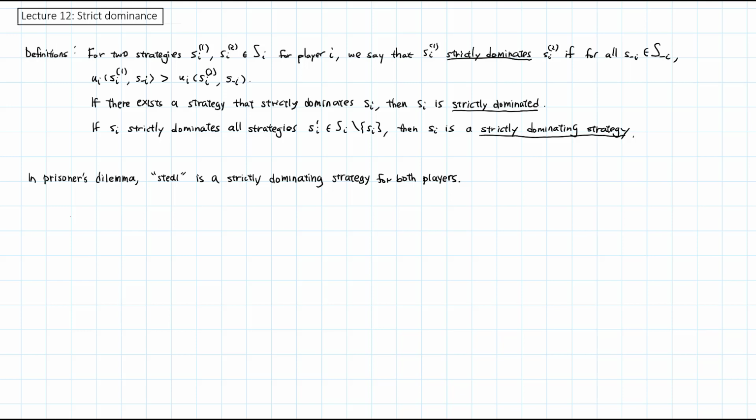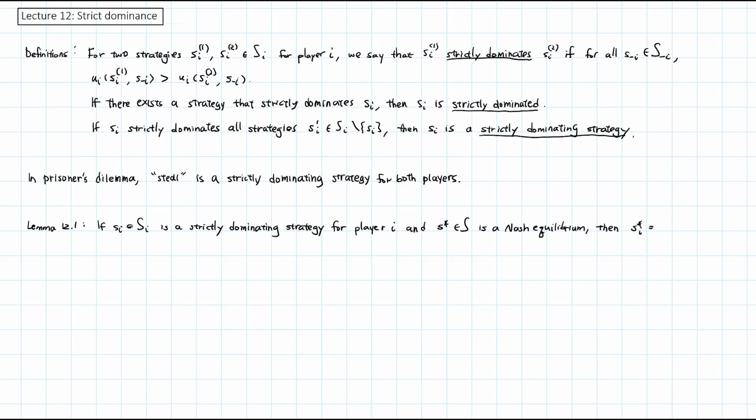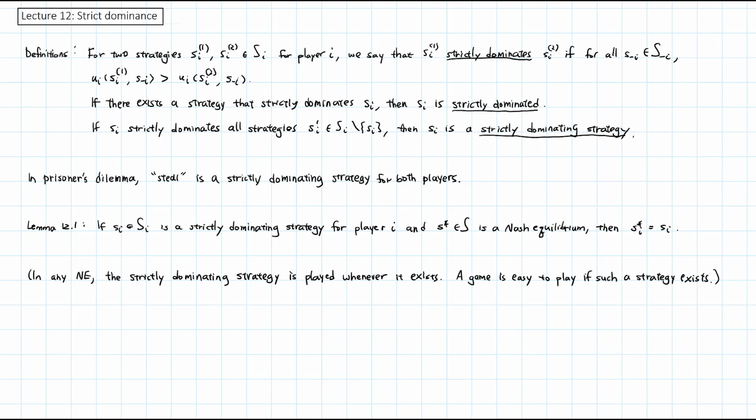We now write down our intuition about strictly dominating strategies in this lemma. If SI is a strictly dominating strategy for player I and S star is a Nash equilibrium, then SI star is equal to SI. In other words, in any Nash equilibrium, the strictly dominating strategy is played whenever it exists. So a game is easy to play if such a strategy exists. But of course, not all games have these strategies.